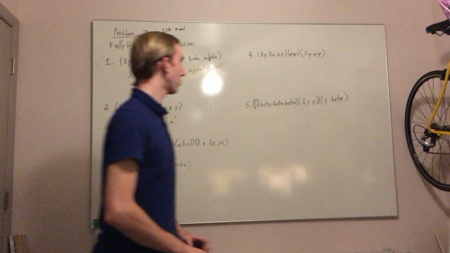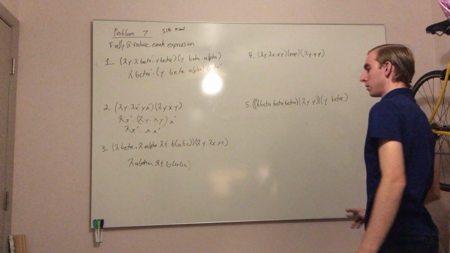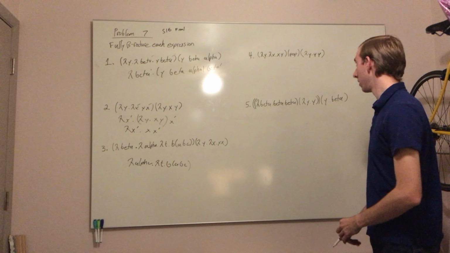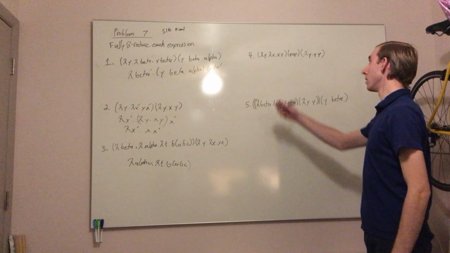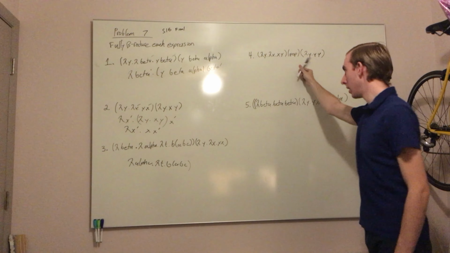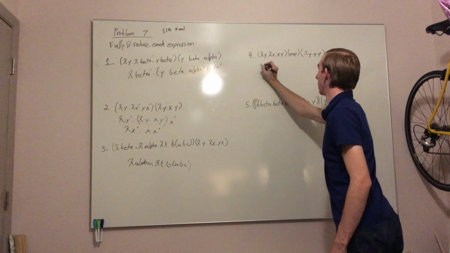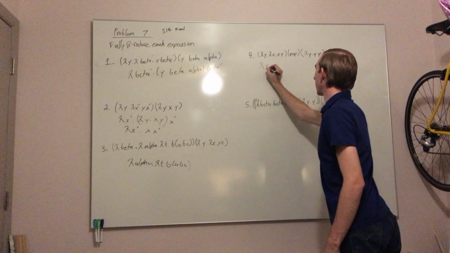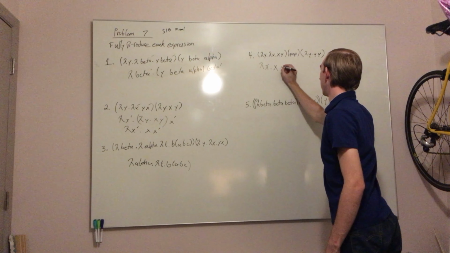Moving on to question 4. This one's slightly more ambiguous, but there is still an abstraction on the left and something on the right, so we can do a beta reduction. Doing so gets us lambda x dot x pop.